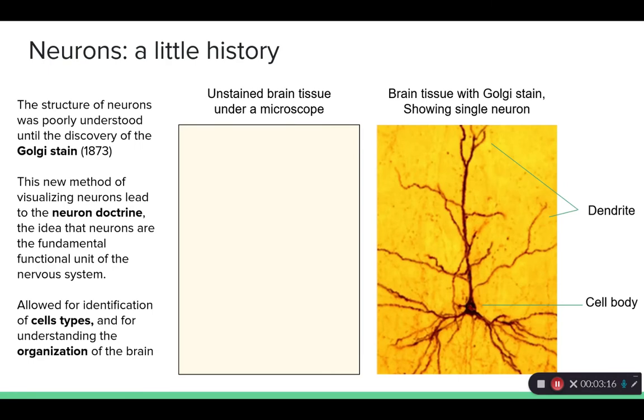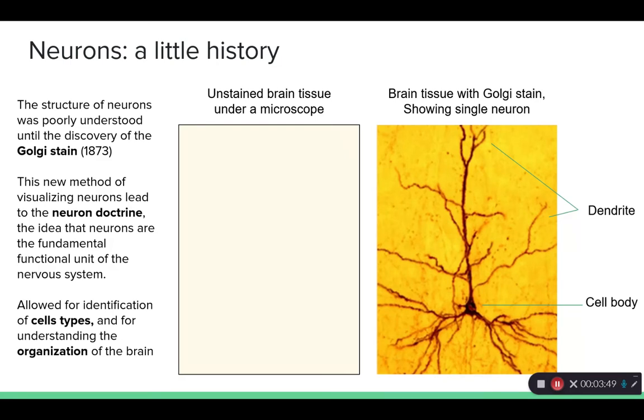Being able to do this was really the first major discovery that enabled scientists to understand what the structure of neurons was and to begin to understand their function. In fact, this ability to visualize neurons and their structure and shape led to the development of what's called the neuron doctrine. It's simply the idea that individual neurons are the fundamental functional unit of the nervous system.